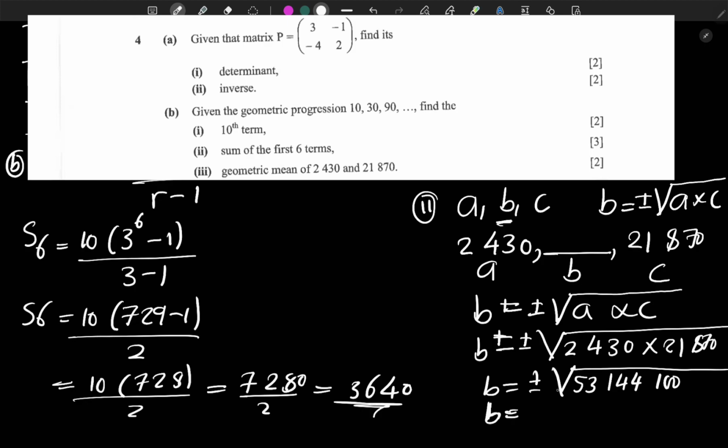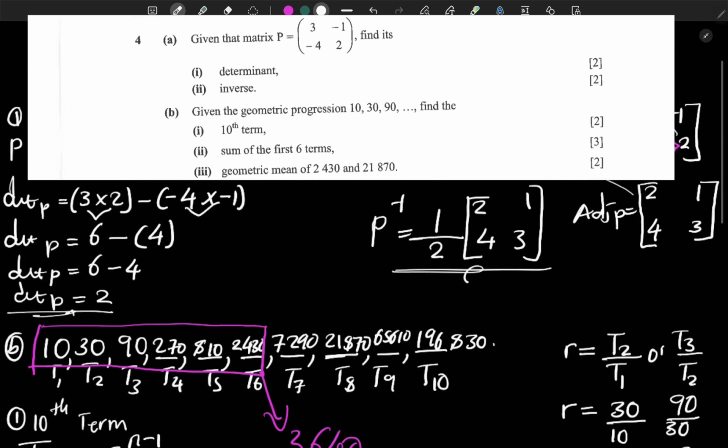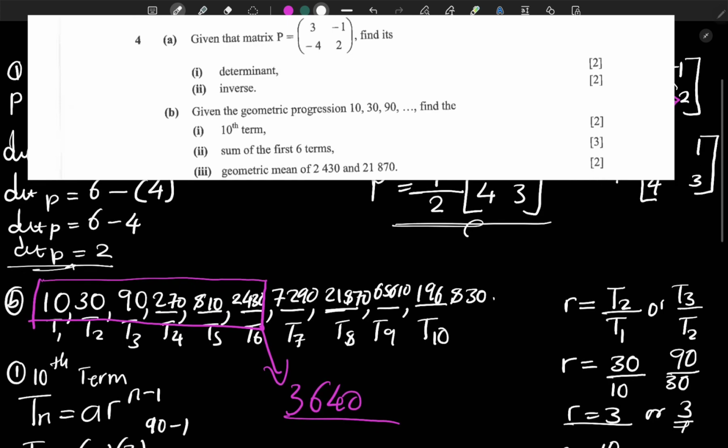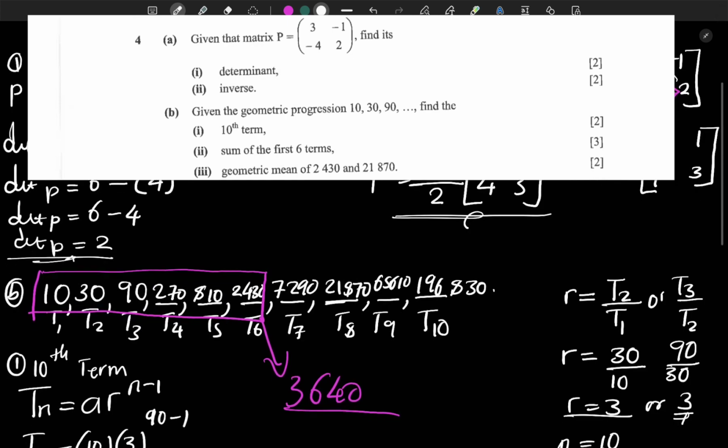We'll ignore the negative sign because we can see that the two numbers are both positive. So we need the positive number from this. So the square root of this number, what is the square root of 53,144,100? I'm getting 7,290 as our middle term. So this is what you are supposed to do. So that is our final answer.